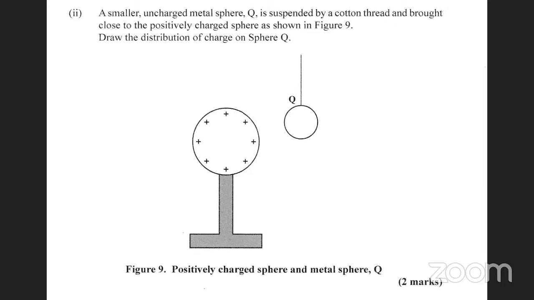What would happen earlier? One side becomes negative, one side becomes positive. Right? On the same diagram, just draw a sphere next to it. Next to the first diagram, we should draw a sphere next to it.